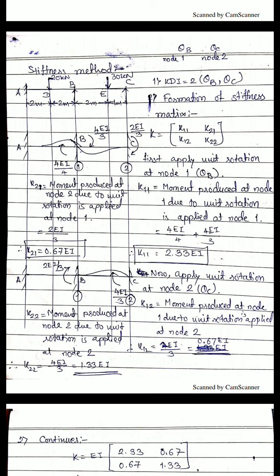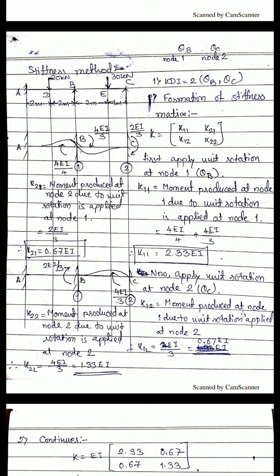I guess you are getting it. This is K11 and K21, and now K12 and K22 are remaining. For the second value, that is, we have to apply unit rotation at node 2 now.